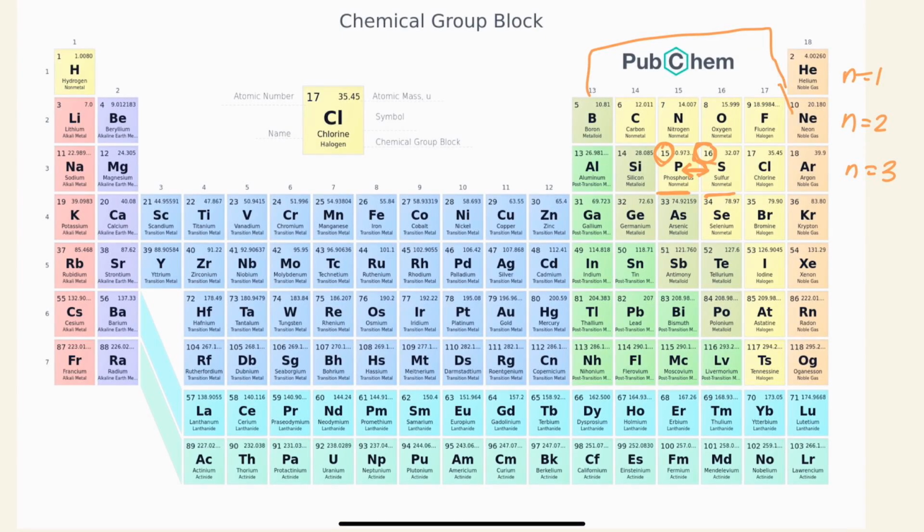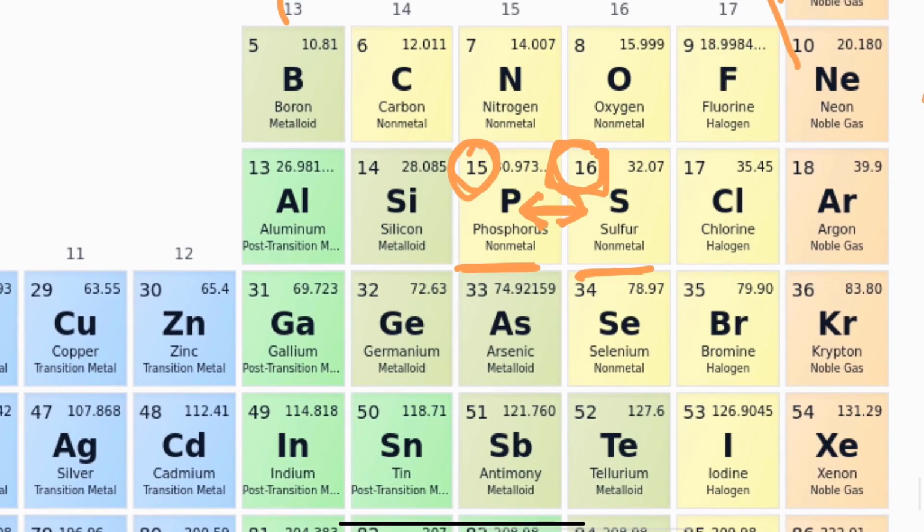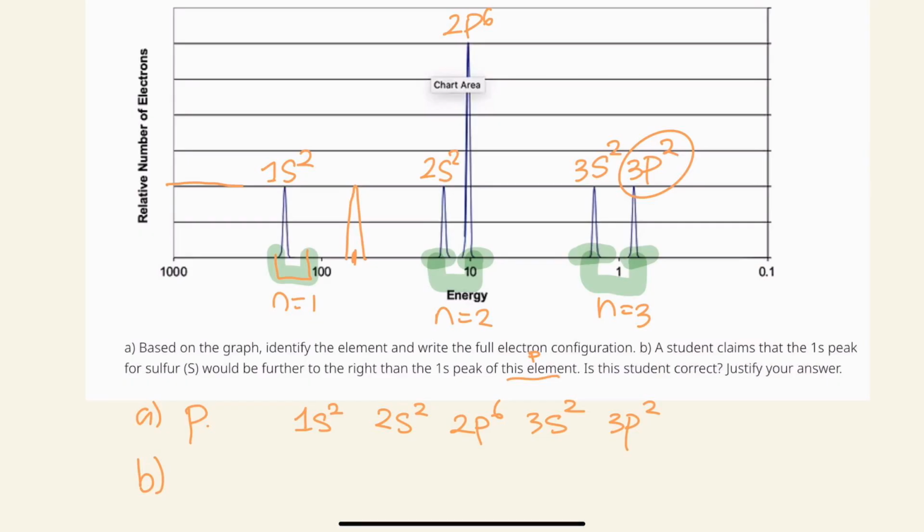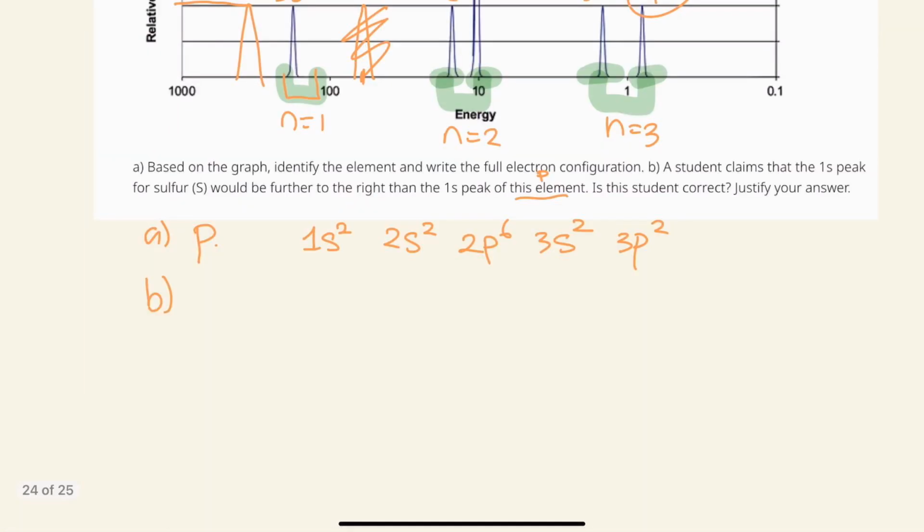However, if sulfur has more protons, the electrons are going to be more attracted to the nucleus. Therefore, they would actually be harder to eject within that shell. Therefore, the 1s peak of sulfur would actually be more to the left than that of phosphorus. So it would actually rather be here. Is the student correct? No.